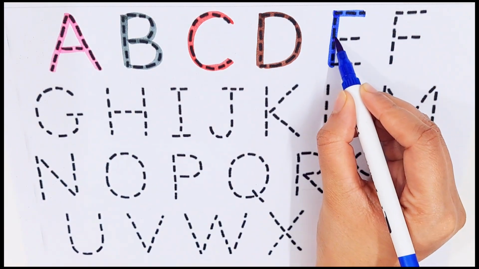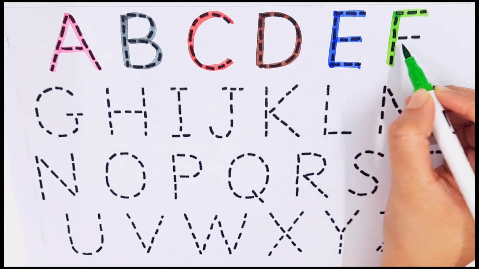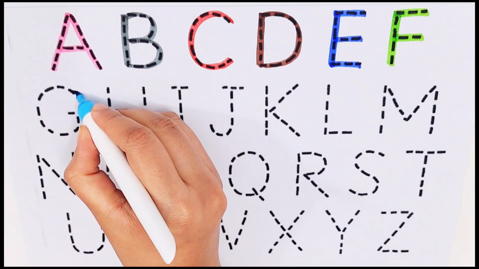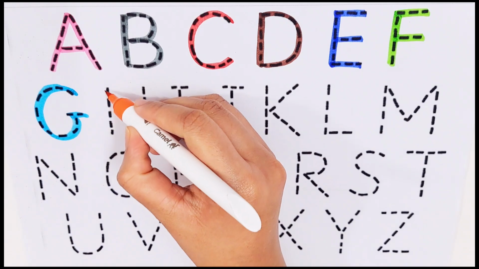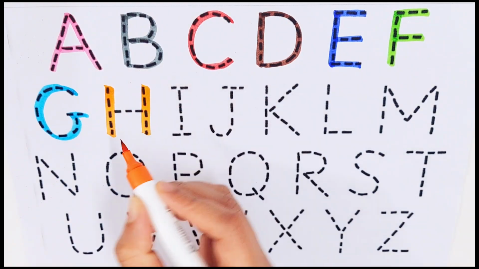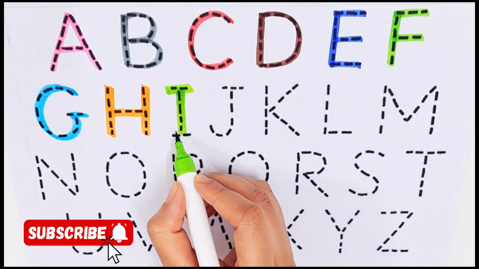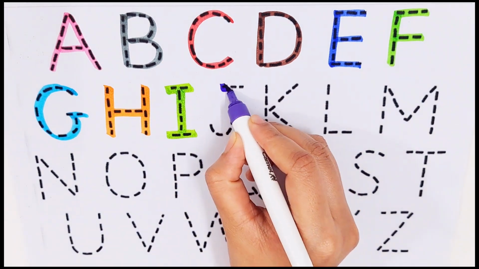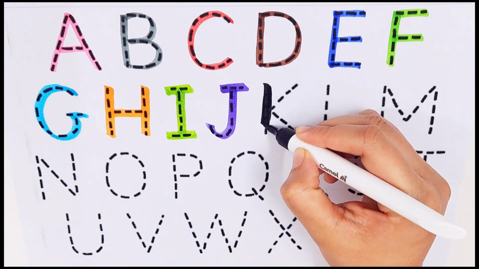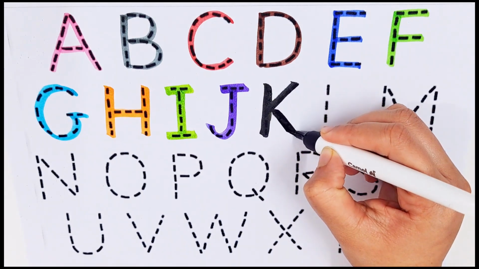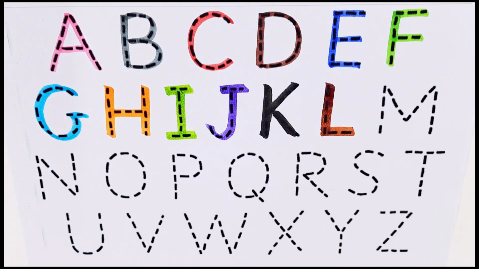E for egg. F for fox. G for goat. H for hat. I for ink. J for jug. K for kite. L for lychee.